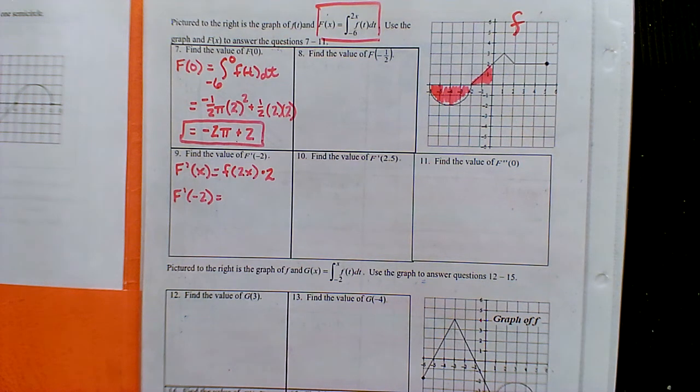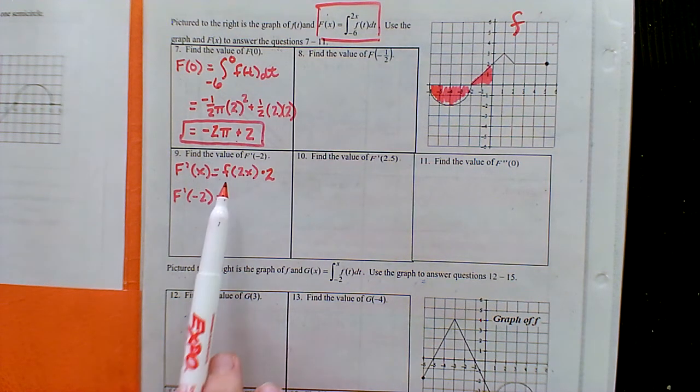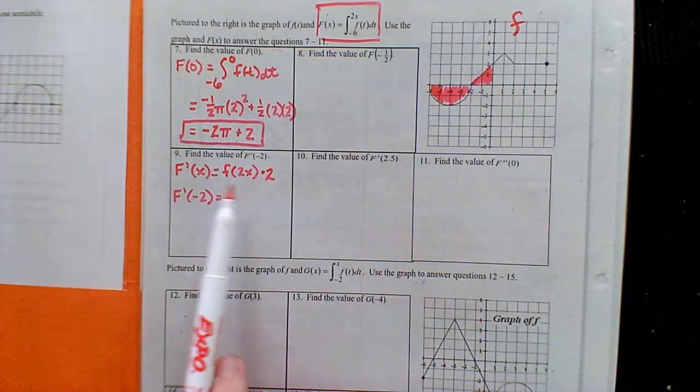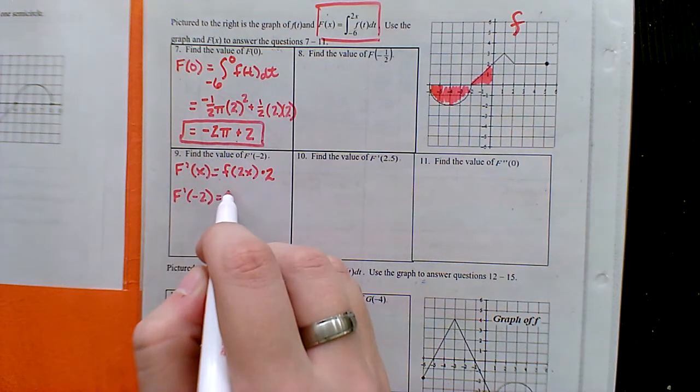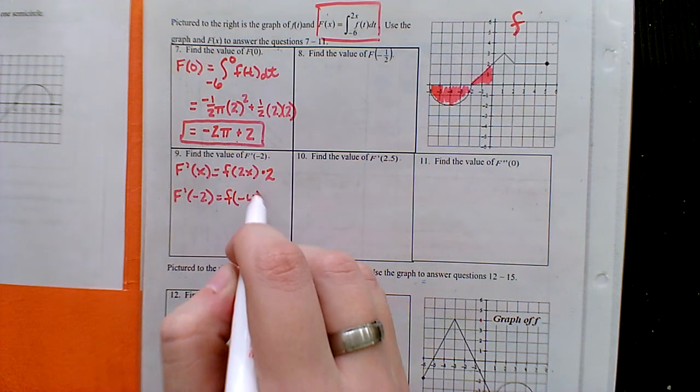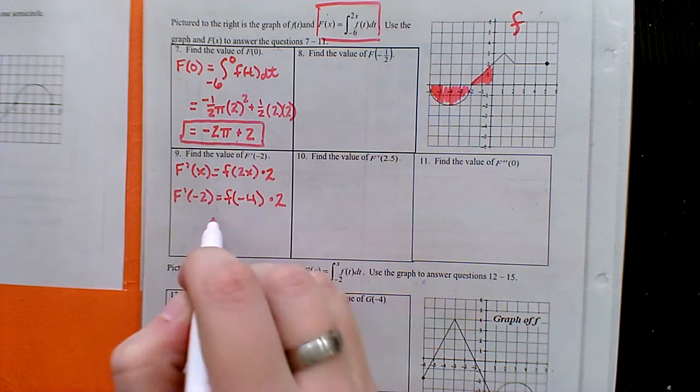Minus plugging in the bottom bound of -6, but times the derivative of the bottom bound, which would just be 0, so that's going to go away. All right, so there's the first derivative value, or equation. Let's go ahead and plug in -2. So we got to figure out f of -4, and then multiply it by 2.